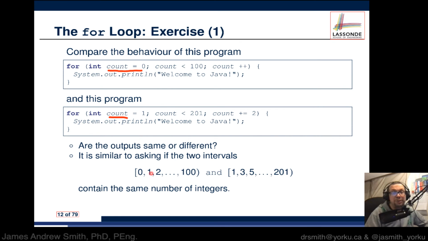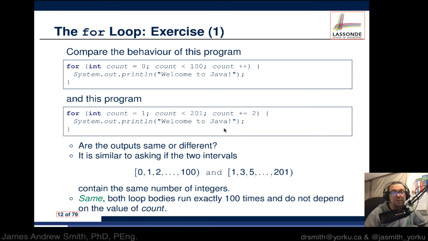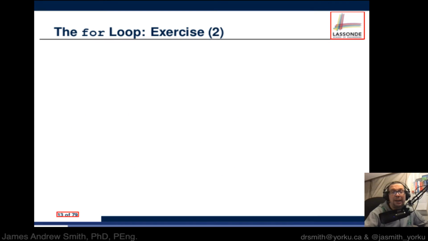So in one case it goes 0, 1, 2, 3, etc., all the way to 100. In the other case it basically counts in odd numbers, 1, 3, 5, 7, etc., all the way to 201. It has the same number of iterations. So it'll loop the same number of times and print the same number of "welcome to Java" on the screen. Okay, so it'll run exactly 100 times and you won't see any real difference.